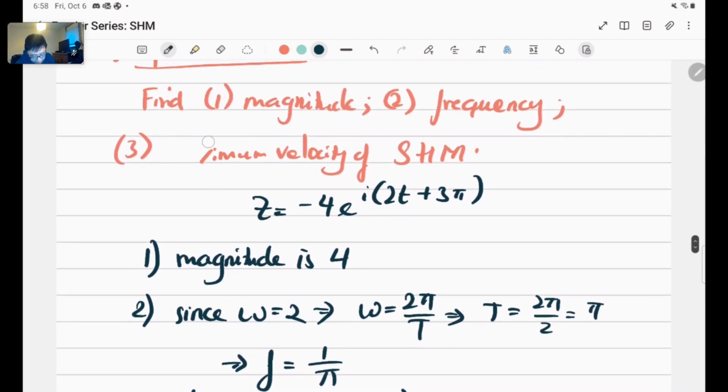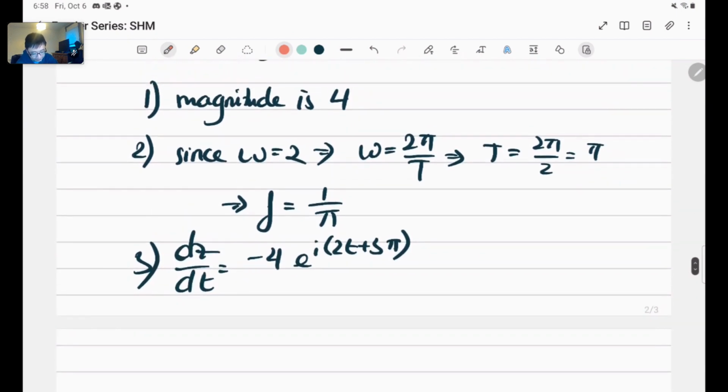I think this is not the maximum. I think the question is asking for the amplitude of the velocity. Oh, I feel the amplitude of the velocity is the same as the maximum velocity. Okay, that makes sense. Okay, my bad. I didn't realize that, but okay, that makes sense.